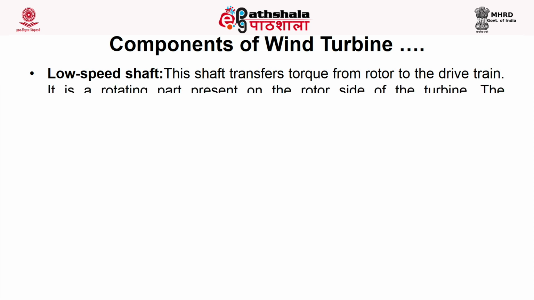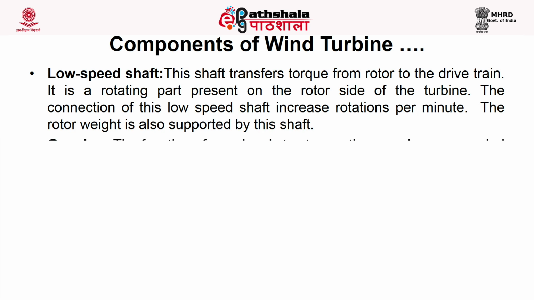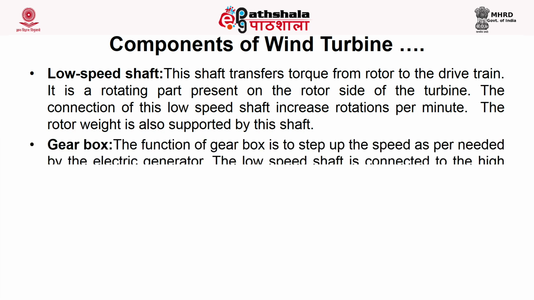Low speed shaft. This shaft transfers torque from the rotor to the drivetrain. It is a rotating part present on the rotor side of the turbine. The connection of this low speed shaft increases rotations per minute. The rotor weight is also supported by this shaft.